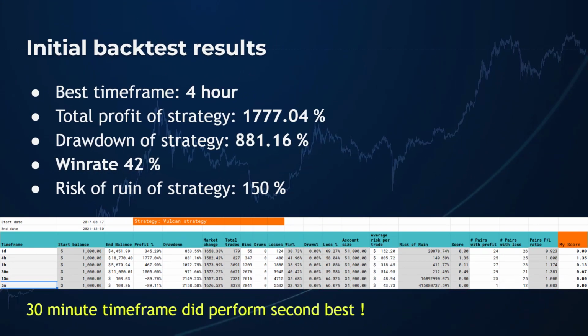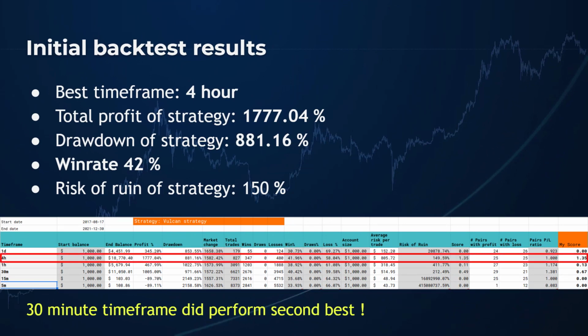According to the backtests over the available time periods, I have the following results. The best time frame is the 4-hour time frame. It has a total profit of 1770%. The drawdown of the strategy is 881% and the win rate is 42%. The risk of ruin of this strategy is 150%.